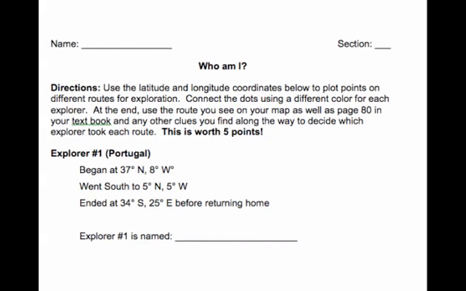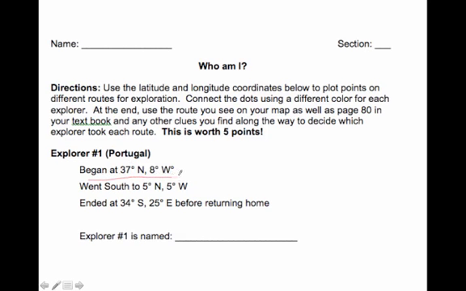Now, how does this assignment work? Well, what you really are looking to do is connect the dots to find the actual path that explorers took whenever they were exploring during the age of exploration. Now, let's focus in on explorer number 1 first. It says begin at 37 north, 8 west.